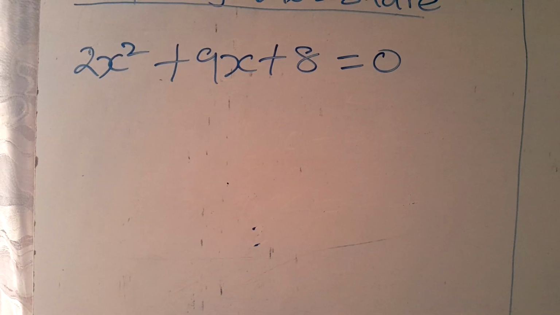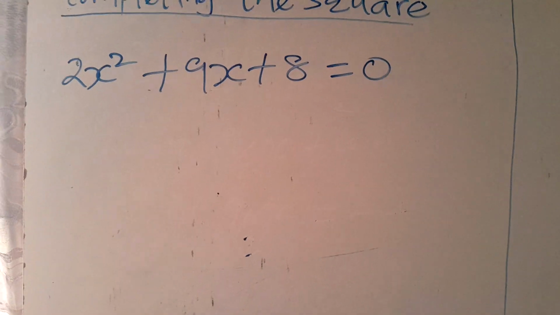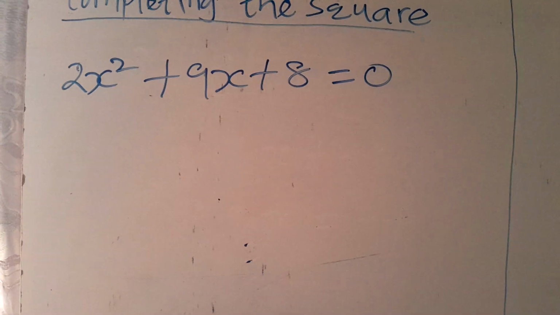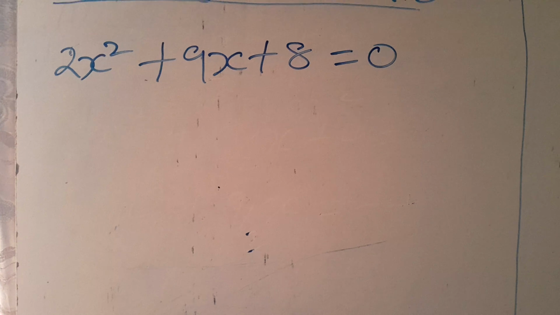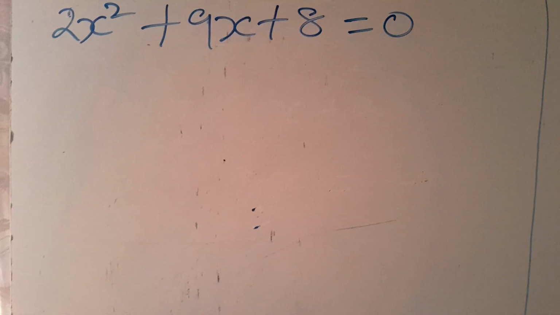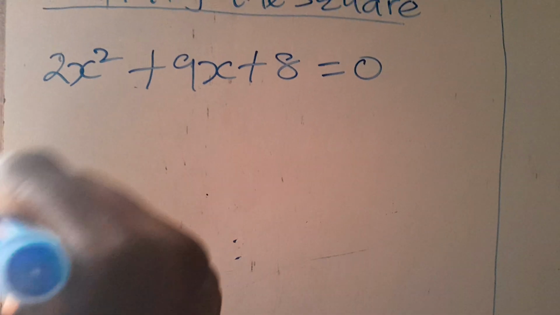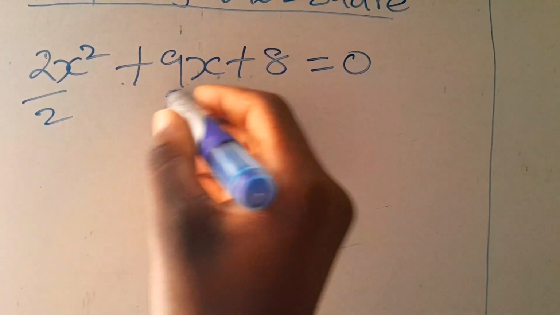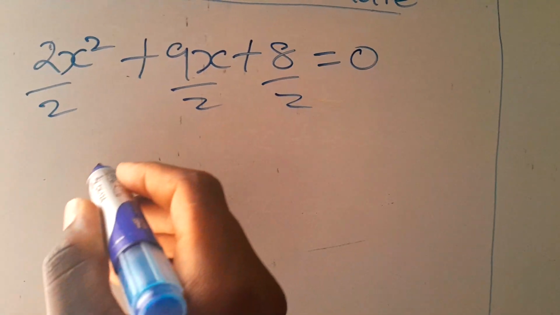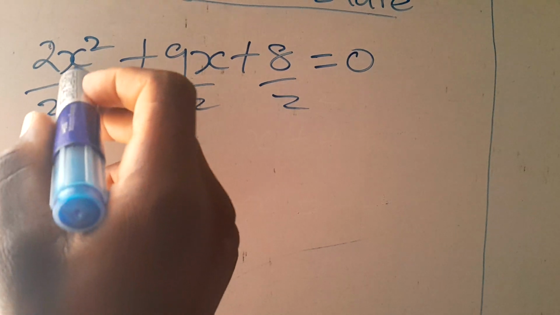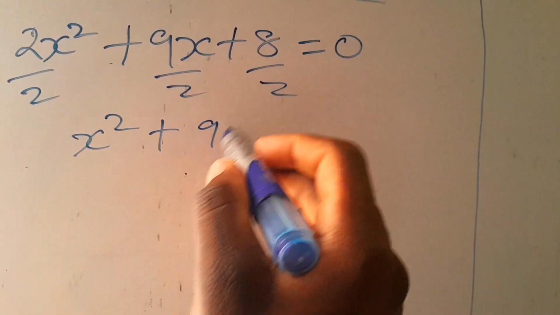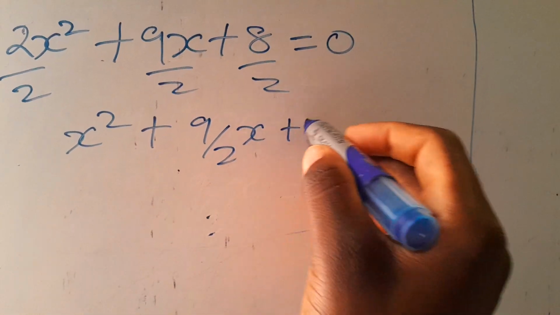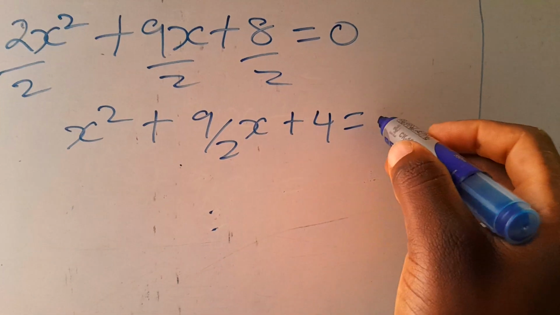The first step is making sure that the coefficient of x squared is reduced to 1. Here the coefficient of x squared is 2. How do we reduce it to 1? We divide all over by 2, and then we will have the coefficient of x squared reduced to 1. It will be x squared plus 9 over 2x plus 4 is equal to 0.